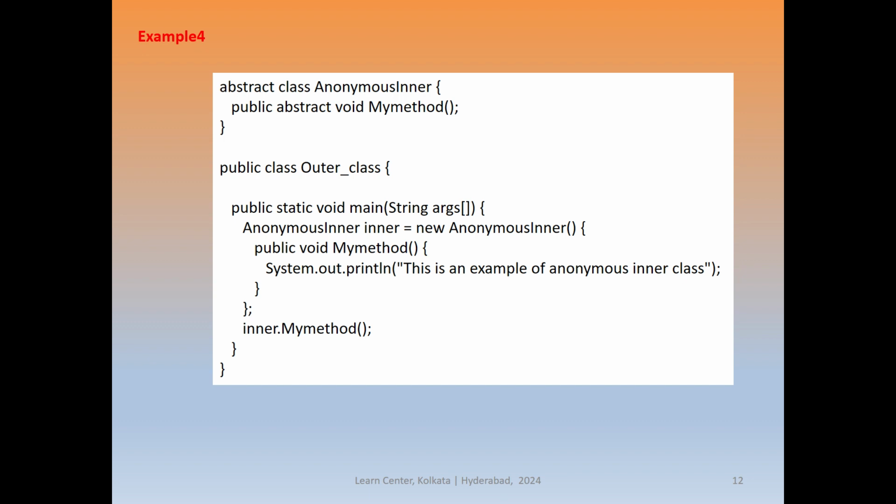I have an abstract class named AnonymousInner. It has an abstract method named myMethod. And in my outer class, which contains the main, I am creating the instance of the abstract class and at the same time defining the method which is undefined in the abstract class, and after that I am calling the method of it.